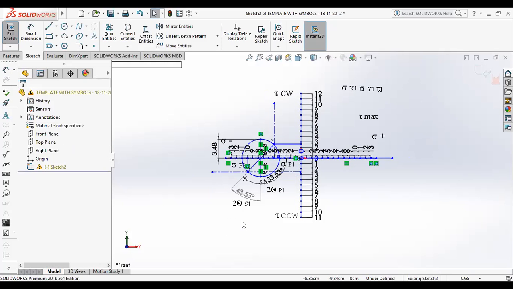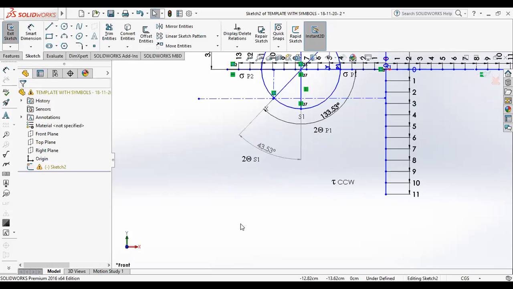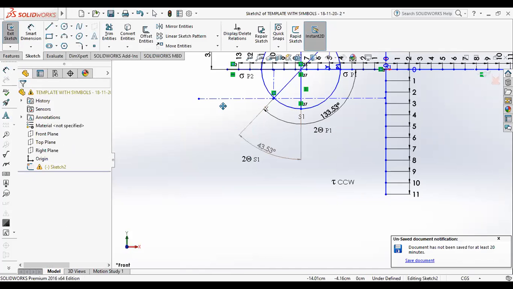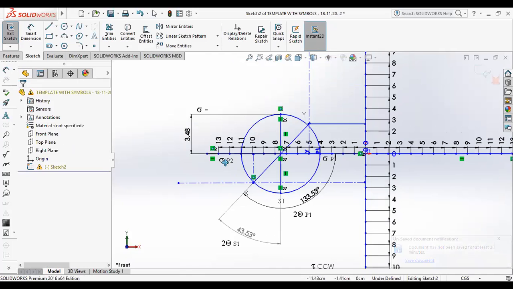In which sense have we rotated for 2 theta S1? I have rotated my x plane to S1 in the anti-clockwise direction, and the magnitude of my tau max is either this or this, which means 34.8 MPa. 2 theta S1 is equal to 43 point something or 44 degree. You can take it as 40. Generally, you should take 43 point something, because I'm not calculating, I'm rounding off.